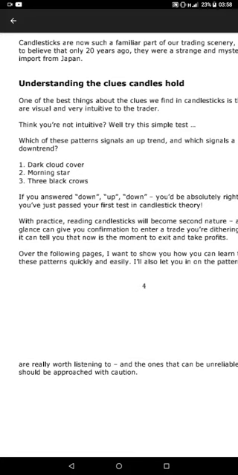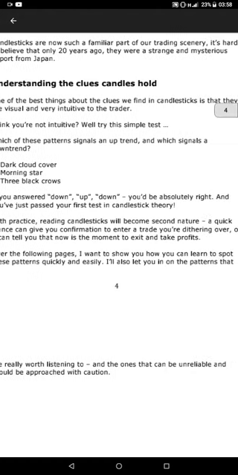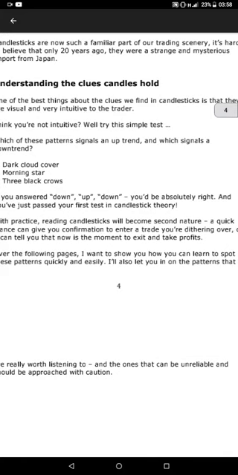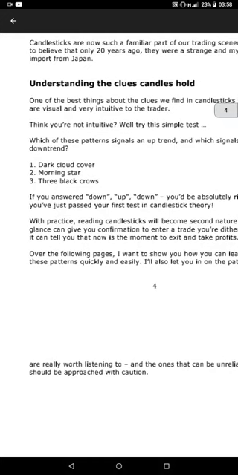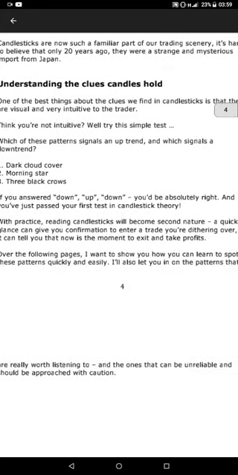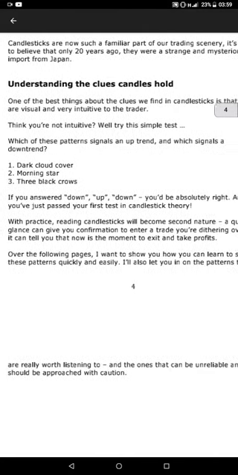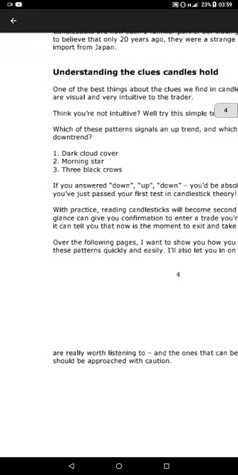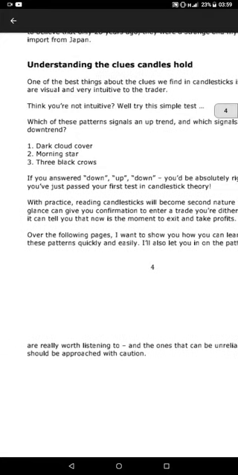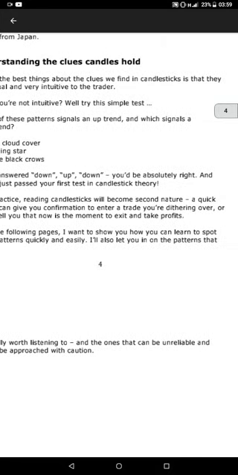Think you are not intuitive? Well, try this simple test. Which of these patterns signals an uptrend and which signals a downtrend? Dark cloud cover, number 1. Number 2, we have a morning star. And then number 3, we have three black crows. And then if you answer down, up, down, you will be absolutely right, and you've just passed your first test in candlestick theory. With practice, reading candlesticks will become second nature.